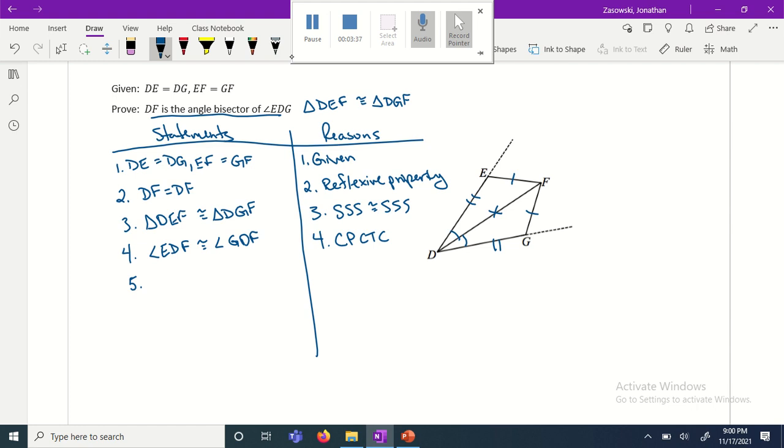We're not going to do this today, but just in case you're wondering how we would get there, we would just say DF is the angle bisector of angle EDG. And we would just say the bisector cuts the angle into two equal parts.